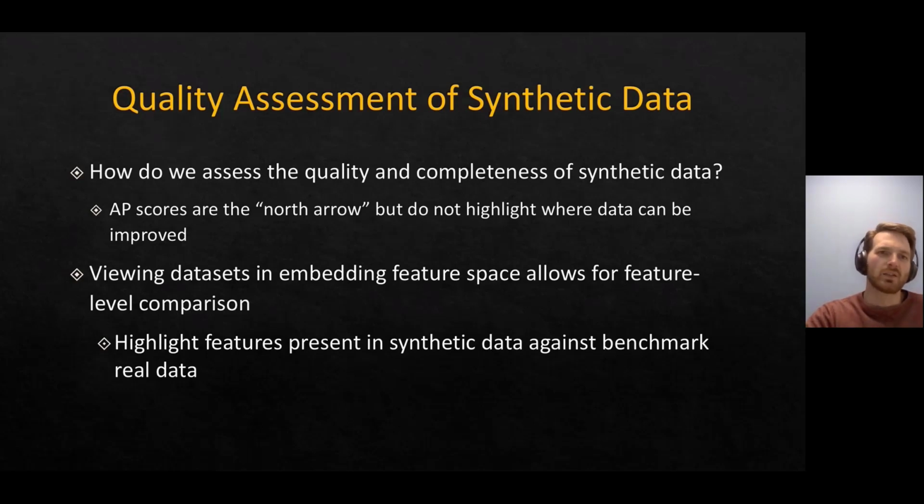what sorts of features have been included in the synthetic data, where it can be improved, or what's maybe missing from that data. So what we found is that viewing these datasets in embedding feature space allows us to look at what features are found within each of these images, what sorts of things an actual AI model is picking up on. Then we can highlight the differences between clusters of features found in real images versus the clusters of features found in synthetic data. And if they don't quite overlap, then maybe there's some more work that we need to do in capturing those specific features.